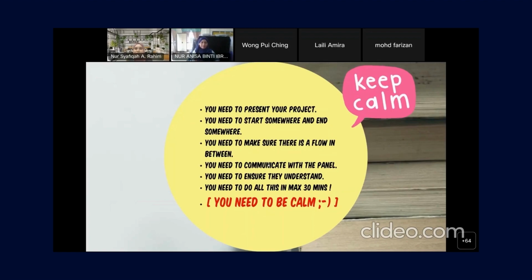And then yes, you need to make sure your thesis has a flow in between, okay. Your thesis is actually like storytelling, like a novel. The book, the novel that you have read, they must have the introduction part, they must have the climax part, and so on, right? And at the end of it, what is the ending of your thesis? This is the thing that we want to see.